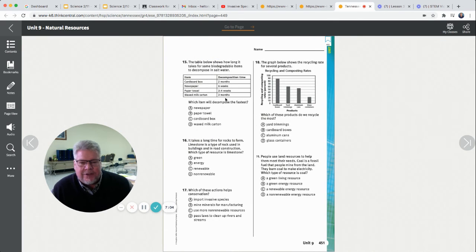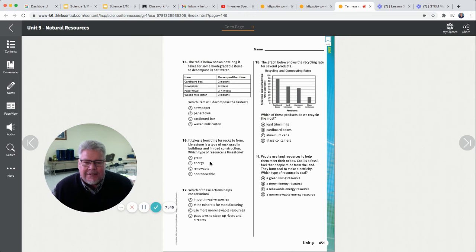Let's finish up these last few. The table below shows how long it takes for some biodegradable items to decompose in salt water. Which item will decompose the fastest? So kind of like our experiment we looked at a couple of days ago, which one of those things would decompose the fastest? Of these items, the paper towels decompose the fastest. It's only taken them 2 to 4 weeks. The next would be newspaper, then cardboard, then waxed milk carton. But the one that decomposed the fastest was the paper towel. B.